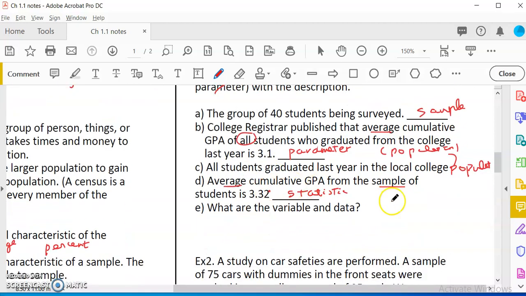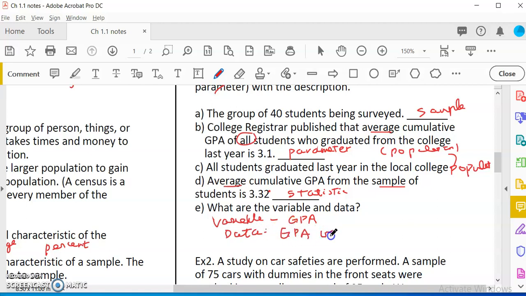What are the variables and data? What are they collecting? What is the name of the data they're collecting? I would say the variable name is GPA, right? So if you have the 40 students, you ask them, what do you ask them? You ask, oh, what is your GPA? And what is data? Data are the list of the GPA values, right?